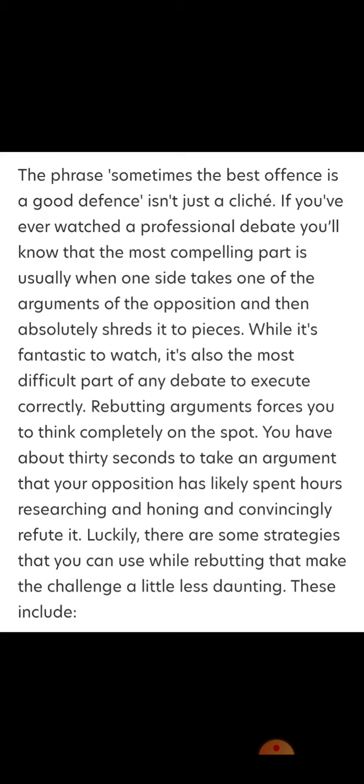Then the fourth step is rebuttal. Rebuttal actually means putting up arguments. The phrase, children, "sometimes the best offense is a good defense" isn't just a cliché. Cliché means just for the time being, or for time pass. But what does this mean? Offense means attack, and defense means to protect oneself. So this phrase says that sometimes the best attack is to defend. It's not a useless phrase.